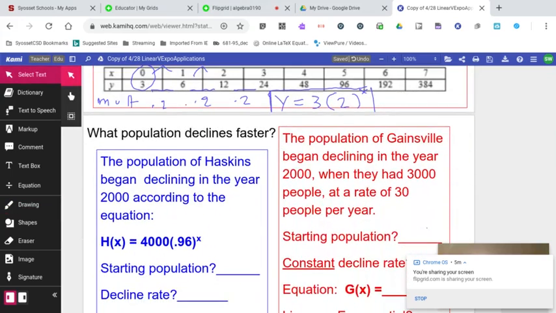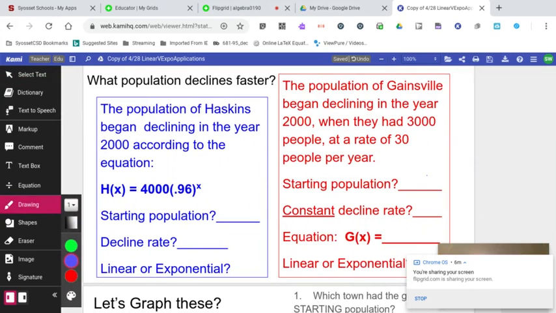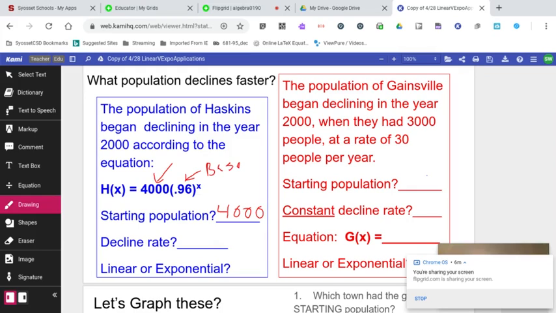In real life, many times populations increase or decrease at an exponential rate. In the first example, the population of Haskins begins in the year 2000 with 4,000 people. There's your y-intercept. The base is less than 1. That means it's declining if the base is less than 1. So our decline rate is 0.96, exponential behavior.